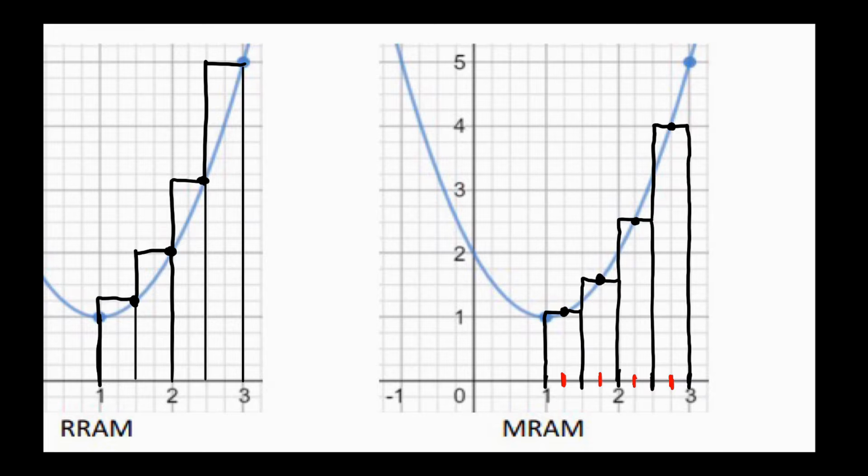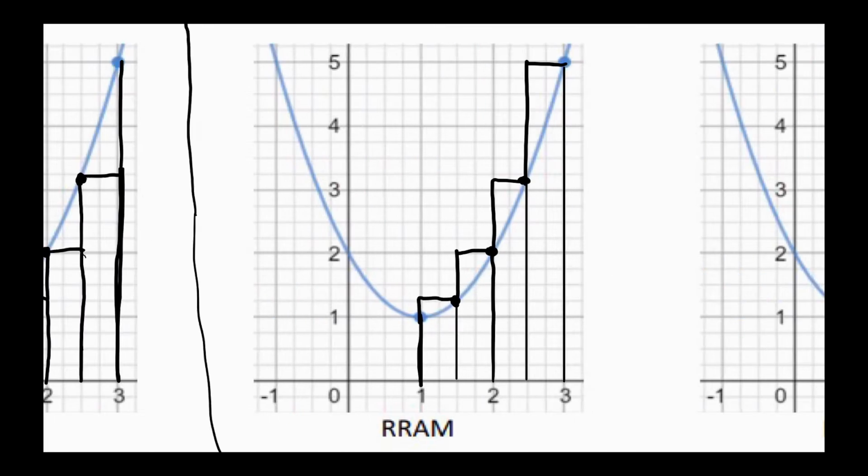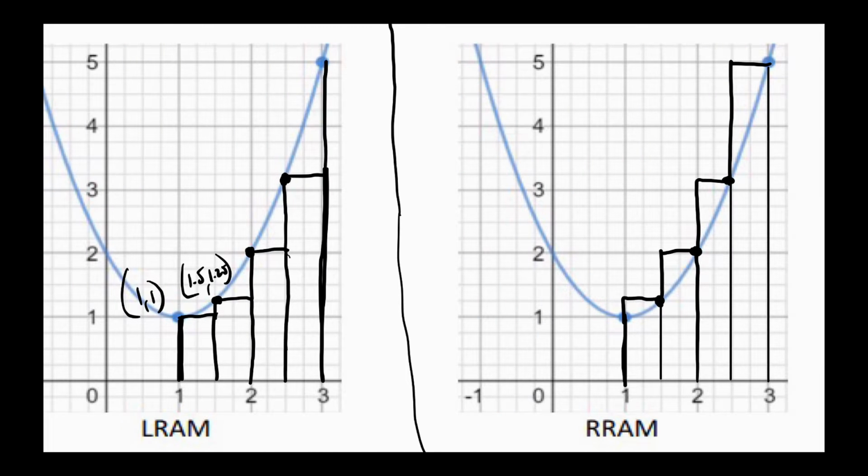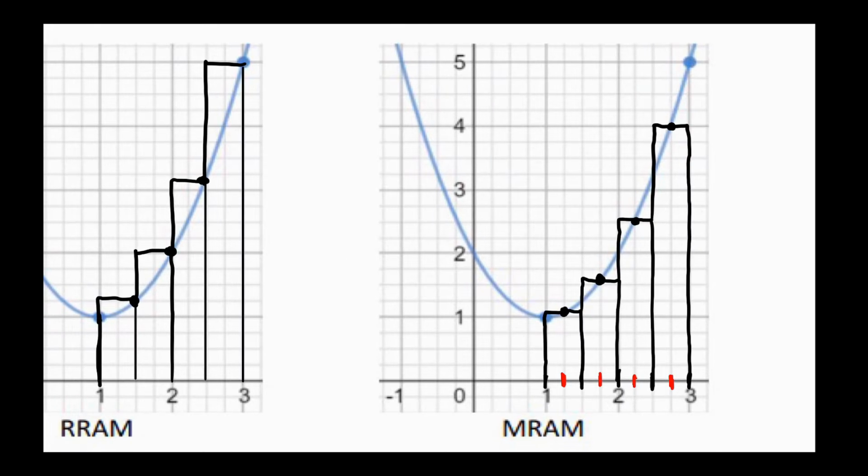With LRAM and RRAM, it was the left side or the right side that determined how tall each bar was, right? For the L, the left side of the rectangle determined the height. For R, the right side of the rectangle determined the height, right? Well, for MRAM, it's the middle. Neither left or right, it's the middle.